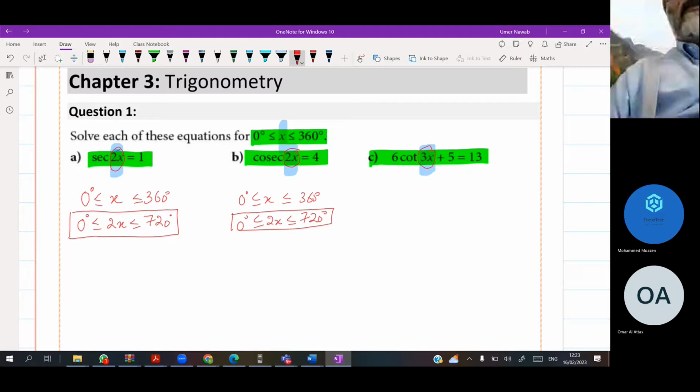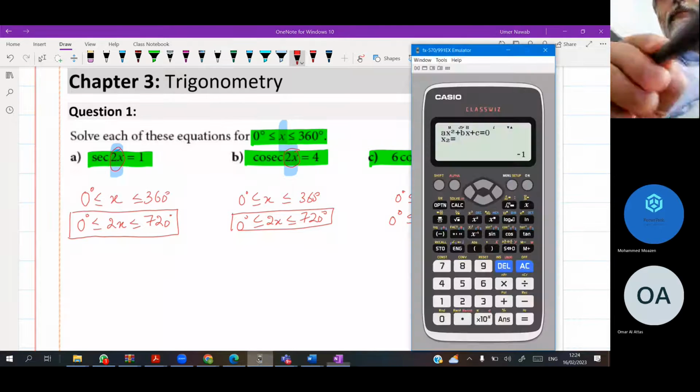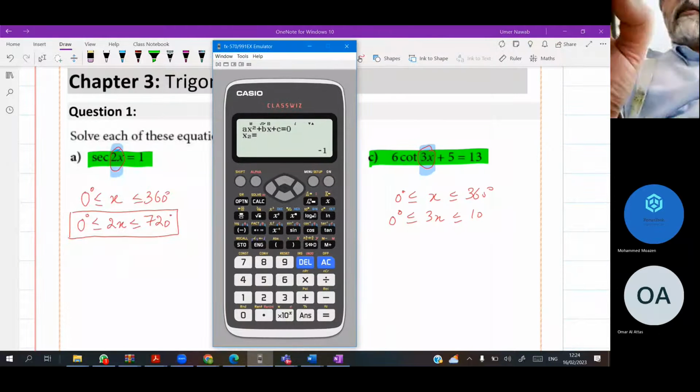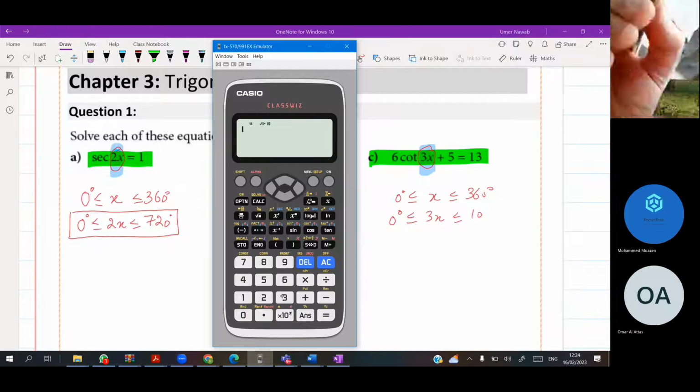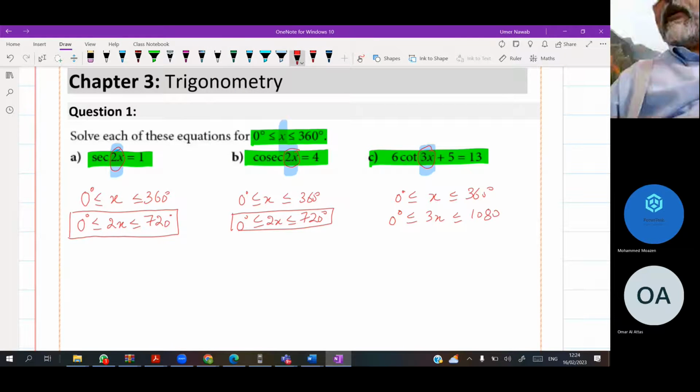And since here he multiplied with 3, I'm going to define my domain by multiplying with 3 with every term in this sandwich inequality. What is the answer I'm going to get? 360 times 3, how much is the answer? 1080.